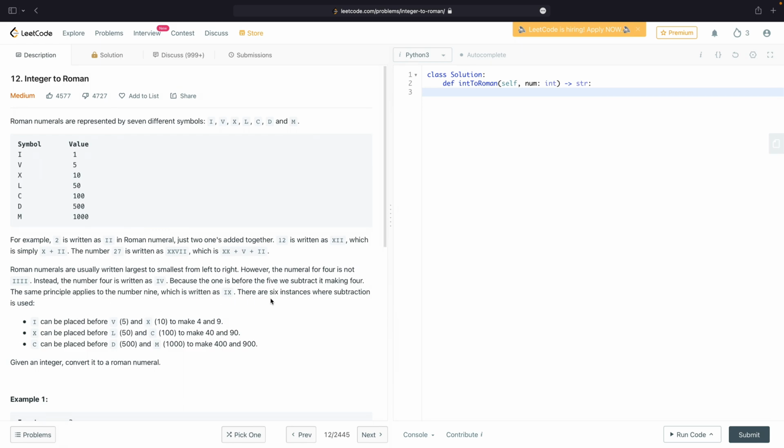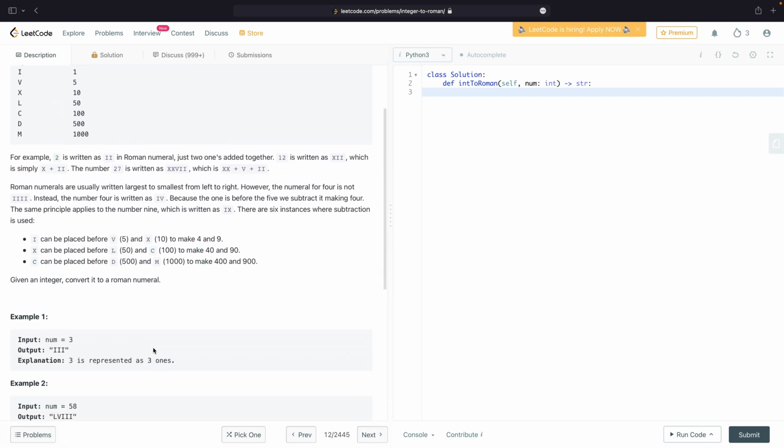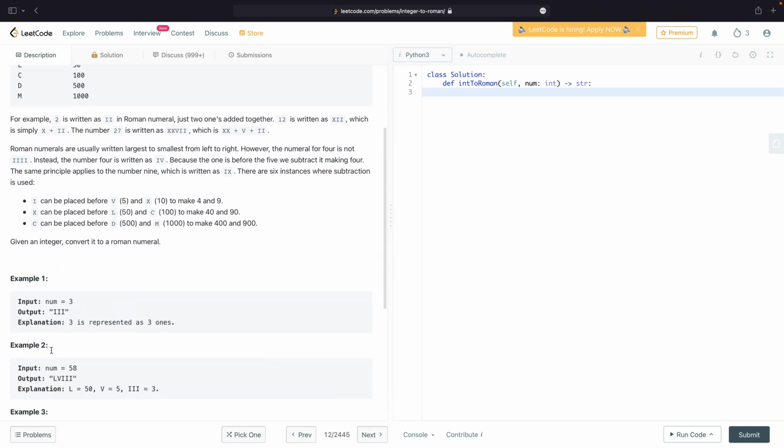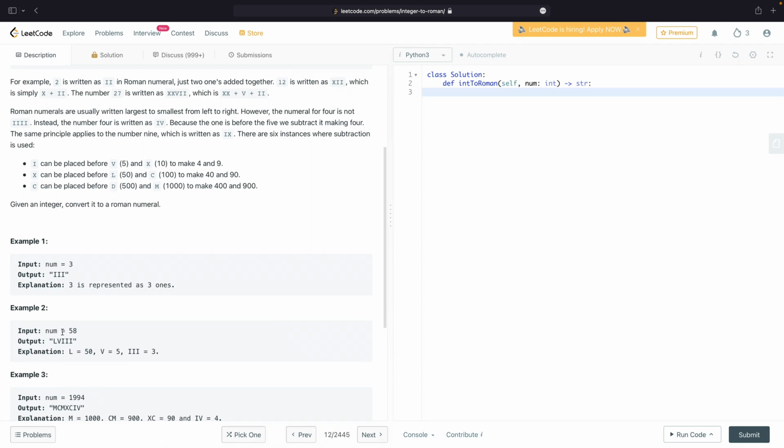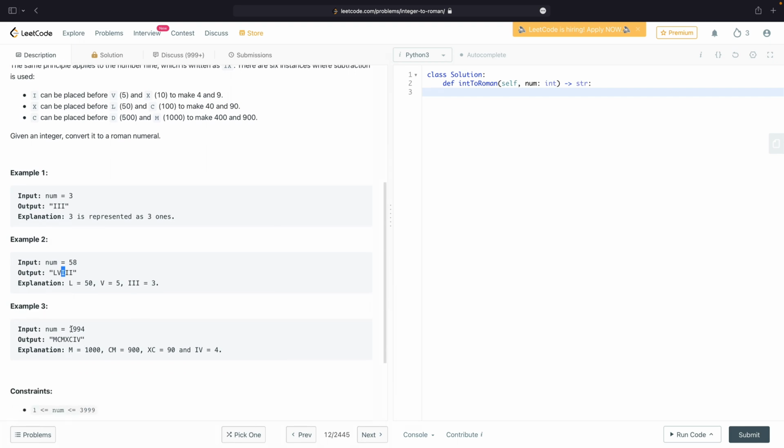There are 6 instances where subtraction is used. I can be placed before V and X, X can go before L and C, and C can go before D and M, and so on and so forth. So 3 is III, it's easy enough. 58 is L, V, I, I, I. 1994, oh, my birth year, is MCMXCIV.